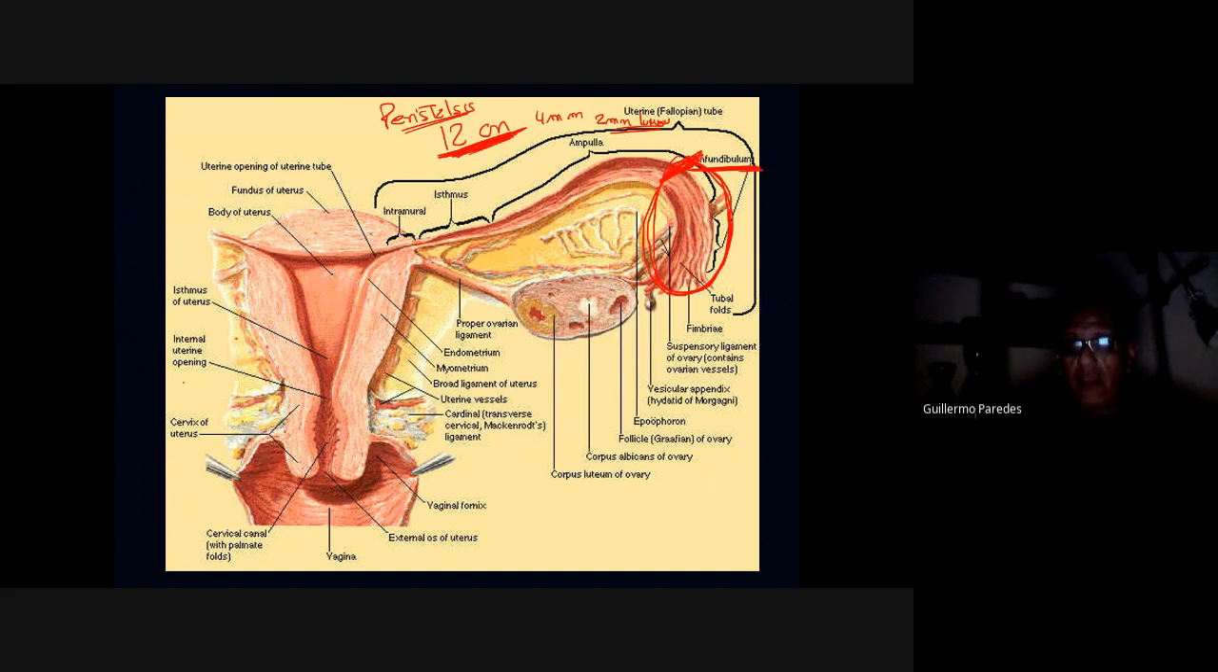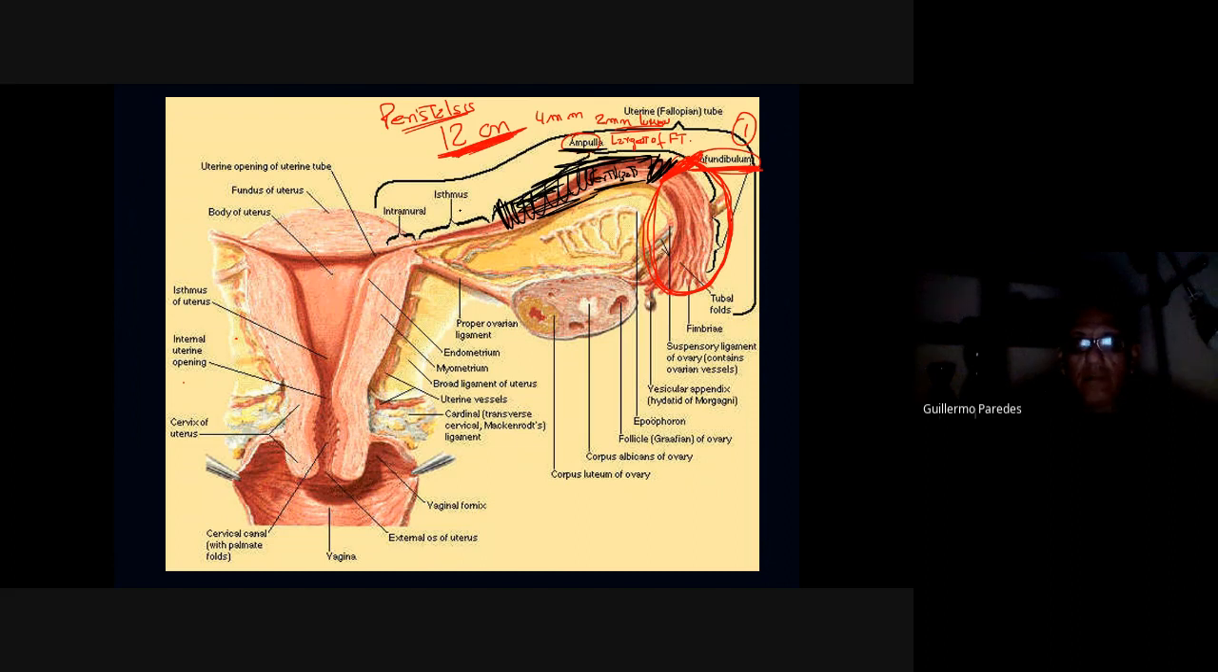So the infundibulum is number one. Number two is the ampulla. Question for the exam, open eyes, open ears: the ampulla is the largest, or longest, portion of the fallopian tube. And here in the ampulla is where fertilization happens. The ampulla goes from here to here, so all of this is the ampulla. That is the area where fertilization occurs.